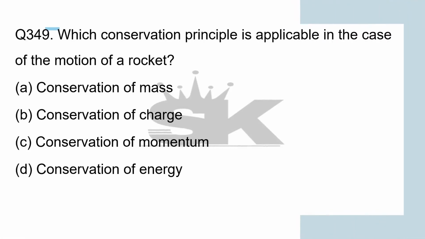which conservation principle is applicable in the case of motion of a rocket? That is conservation of momentum. Okay, the underlying principle behind rocket propulsion happens to be the law of conservation of linear momentum. Okay, in other words, spacecraft expel mass in a certain direction in order to be propelled in another direction. Okay.